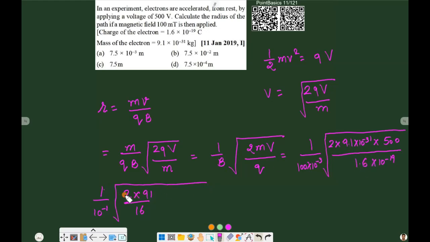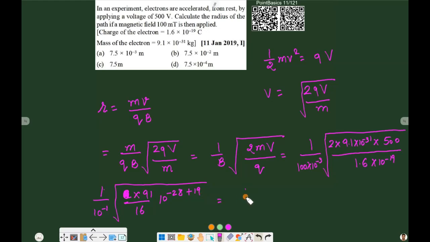Oh, so remove the 2. 500 into 2, 500 into 2 is 1000, and 1000 is adjusted here with 3 powers, and we will be left with 10 raised to power minus 28. So 10 raised to power minus 28, and this 19 will go up with positive sign, plus 19. So here we will have 10 raised to power minus 9.